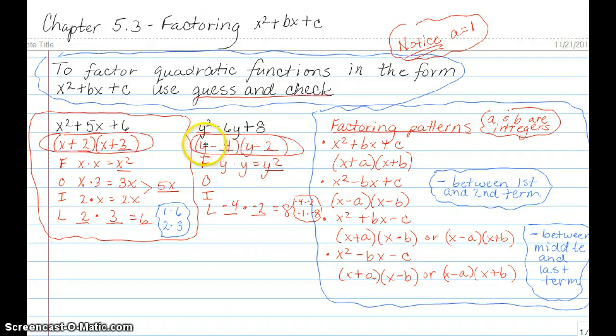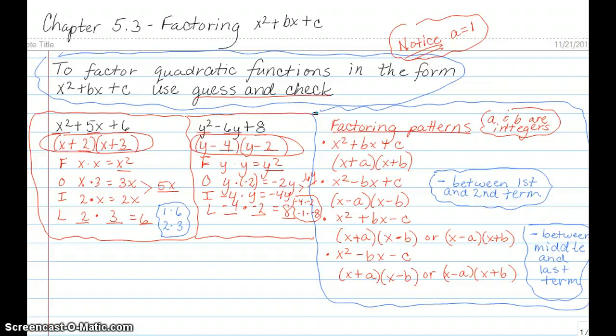So we're going to do outside y and -2, so y times -2, which equals -2y. Then we're going to do inside -4 times y, which equals -4y. Well, -2y and -4y is -6y, so that matches, -6y, and then the 8 also matches. So y minus 4 times y minus 2 is the correct factoring.